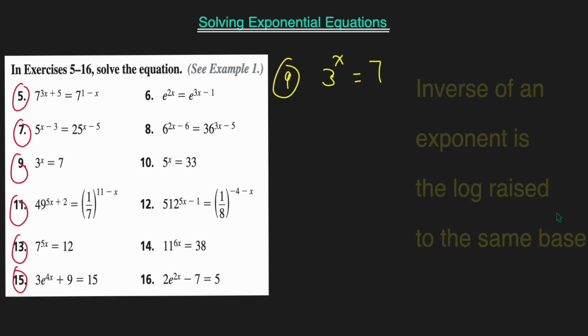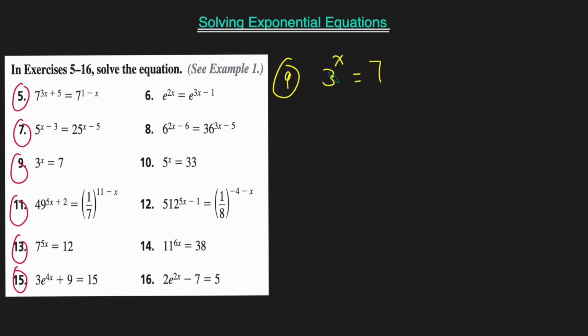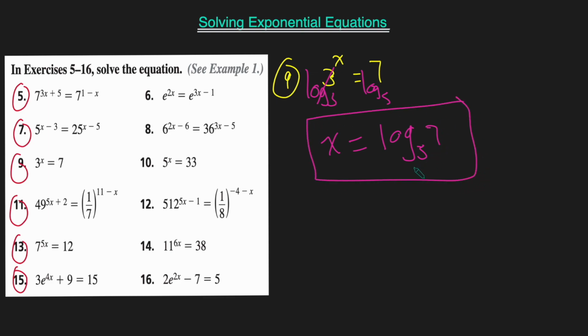and exponents. Bring my x down. I would need to take the log to the same base of this side. So this would be log base 3. And I'll have to do the same thing for this. Log cancels with log, and x comes down. I'll have x equal to log base 3 of 7. And that's it.